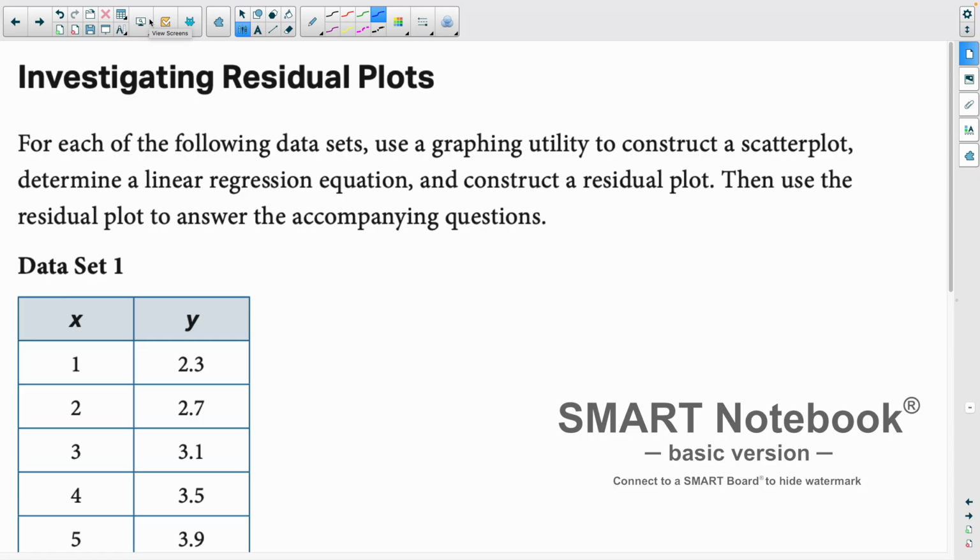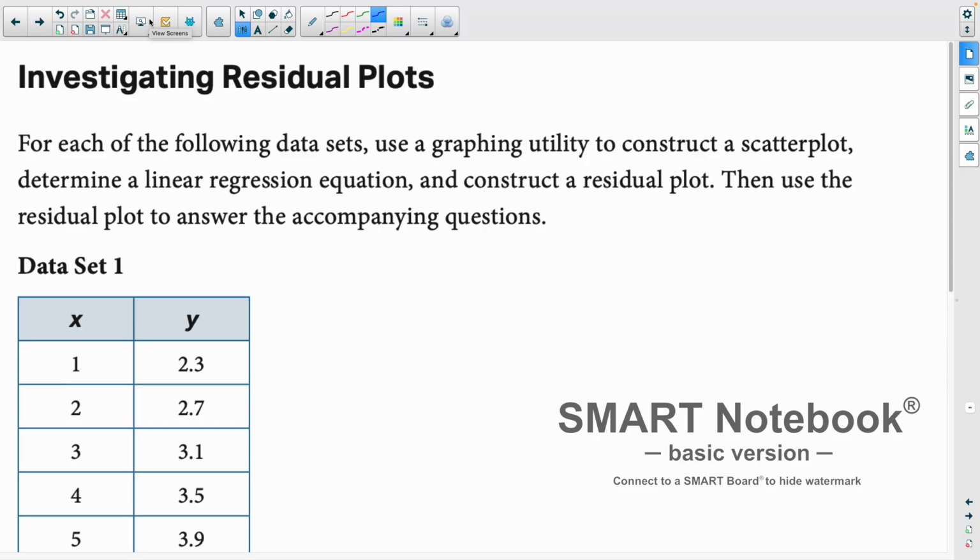I'm going to start off in Desmos. I'm going to walk you through this in Desmos, and then I'm going to do one in the calculator with you as well. So it says this: for each of the following data sets, we want to use a graphing utility, so we're going to use Desmos to start, to construct a scatter plot. Did we do that yesterday? Yep. Can we determine the linear regression equation? Yeah, we did that yesterday as well. All right. And then we want to construct a residual plot. That's the new piece that we're going to talk about today. Then use that plot to answer if this is an appropriate model or not.